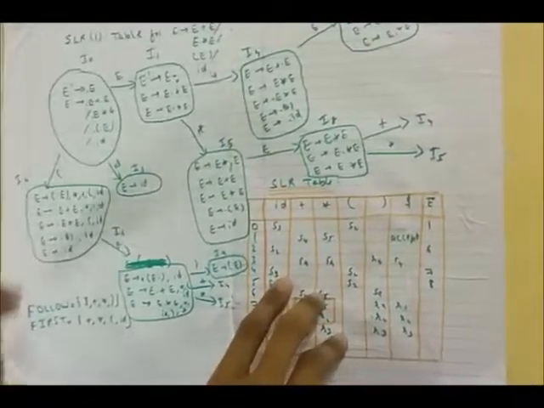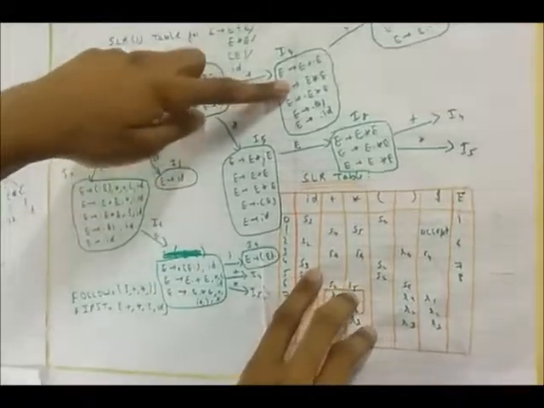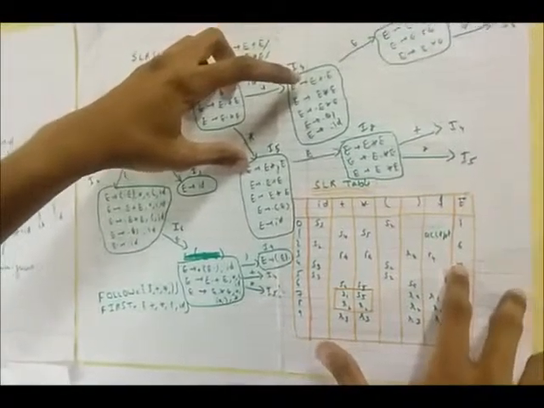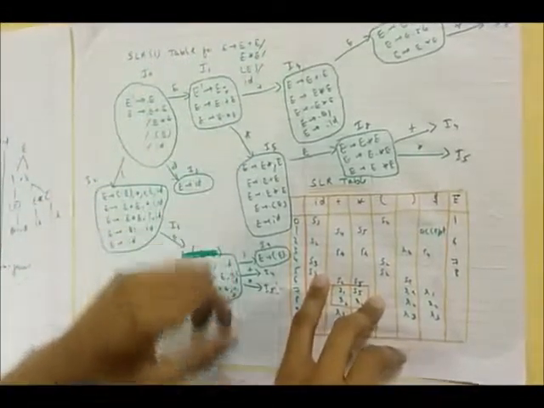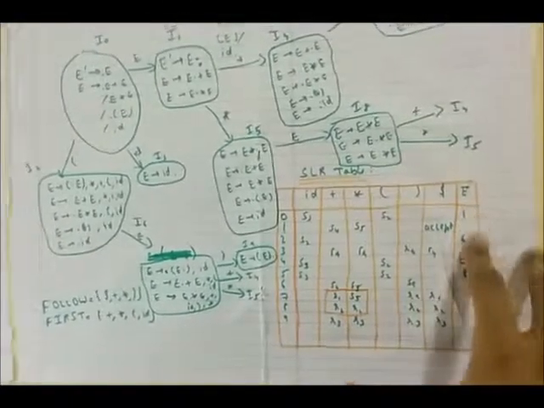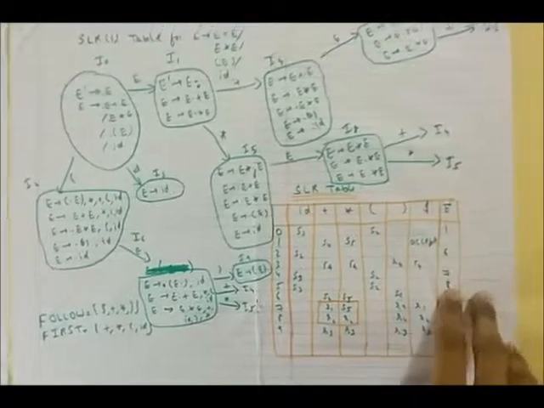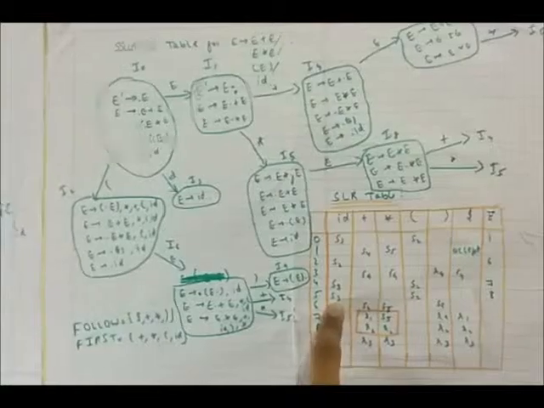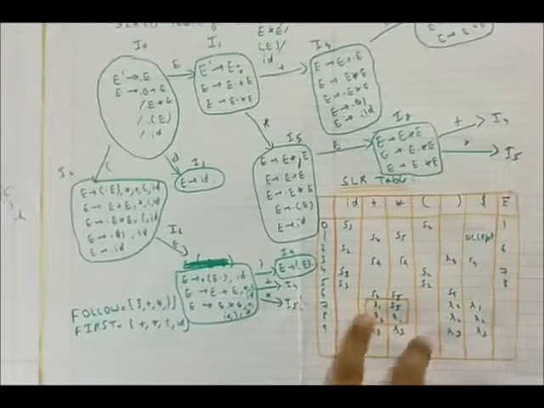Then we go to I4. In I4 we have E. We go to I7, so we write 7 here. Then from I5 we go via E to 8, so we write 8 here. Since it is a non-terminal, we write the number of the state, that is 1678. That is I7, I8, I6, and I1. And for the remaining terminals, we write S3, S4 according to the values.